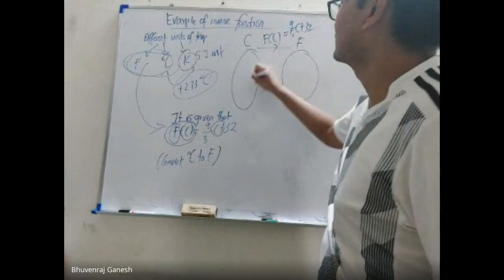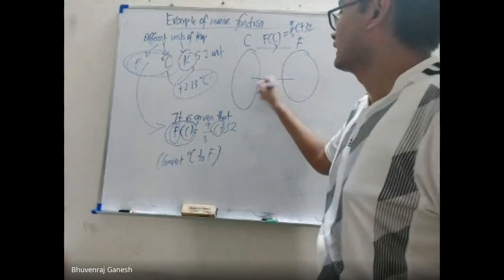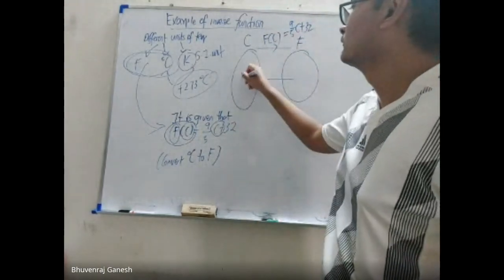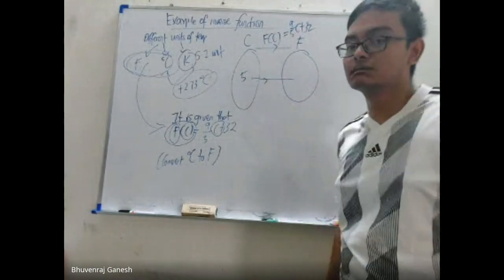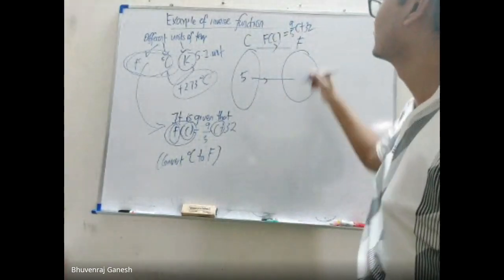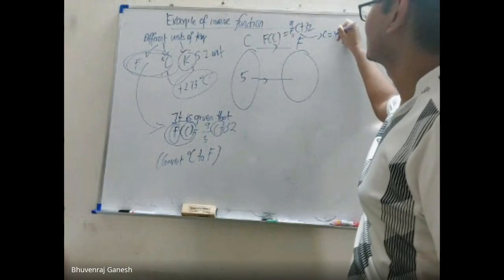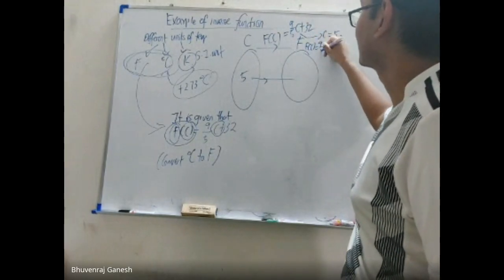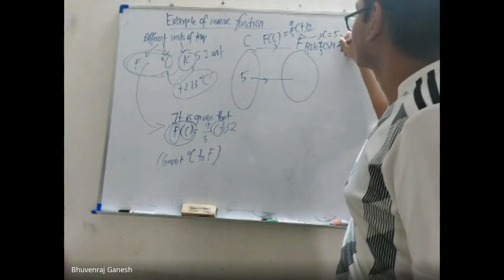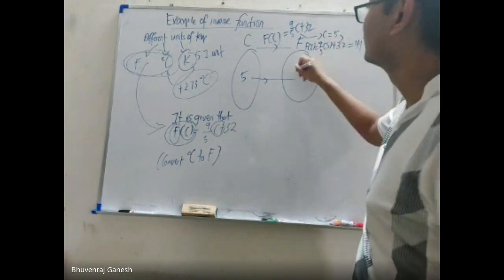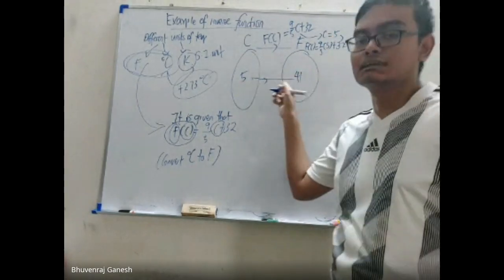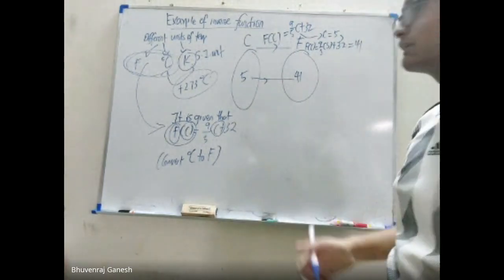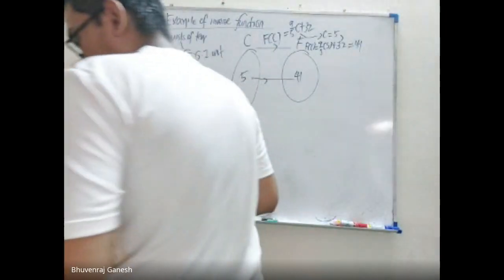So whatever C value you have here, it can map. Let's say I put 5. Let's say the temperature is 5 degrees Celsius. If you want to know it in Fahrenheit, you just substitute C is 5 here. You will know that F(C) is equal to 9/5 times 5 plus 32, which is 41. So this is an arrow diagram to show the relationship between these functions.